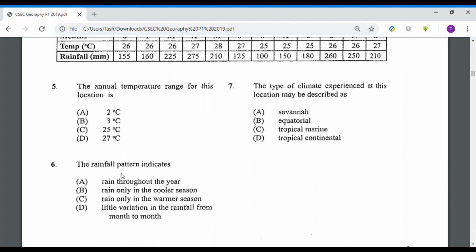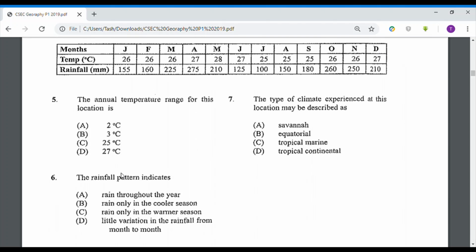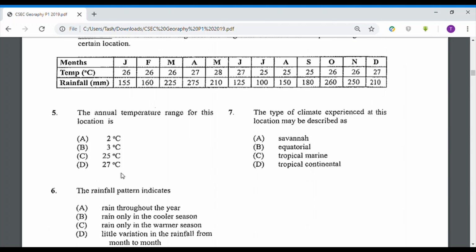For number 6, the rainfall pattern indicates A, rain throughout the year. We are seeing that it is raining throughout the year, yes, but we want to check through the others just to make sure. B, rain only in the cooler months, not correct. C, rain only in the warmer season, not correct. D, little variation in the rainfall from month to month.